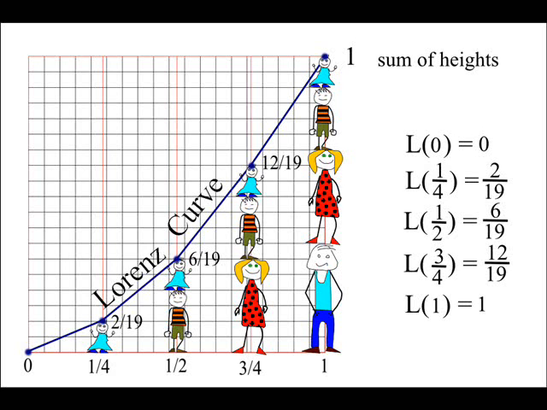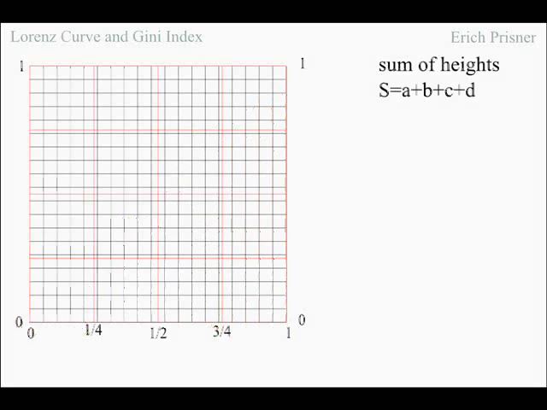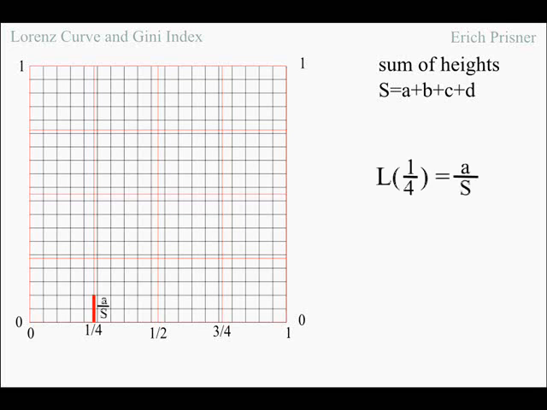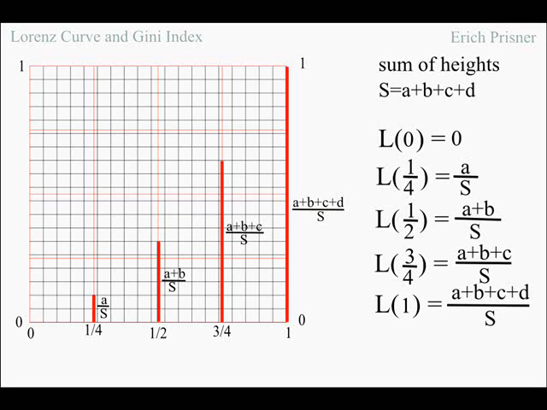In general, if A is less or equal B, is less or equal C, is less or equal D, are the quantities or heights of the four persons, then using the abbreviation S equals A plus B plus C plus D for the total amount of the quantity considered, we have L of 1/4 equals A over S, L of 1/2 equals A plus B over S, L of 3/4 equals A plus B plus C over S, and of course L of 0 equals 0, and L of 1 equals A plus B plus C plus D over S, which is equal to 1 as usual. As before, we connect these 5 points by straight lines to get the Lorenz curve.